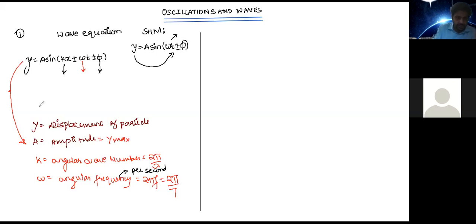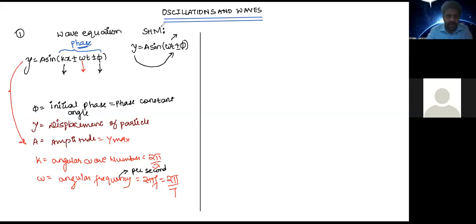Phi is the phase constant or initial phase. Absolutely correct. We call this the initial phase angle. Why? Because this entire term after the sine is called the phase. Super duper important. Correct. What next?